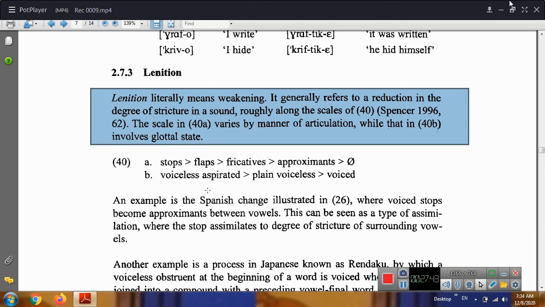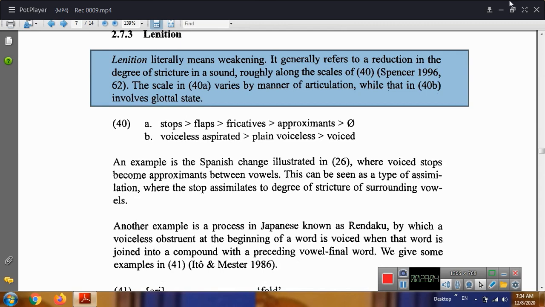And another feature which we consider for lenition is voiced and voiceless. The voiceless aspirated, when it turns to the plain voiceless, becomes lenited, and we have lenition again when the plain voiceless turns to the voiced sounds.